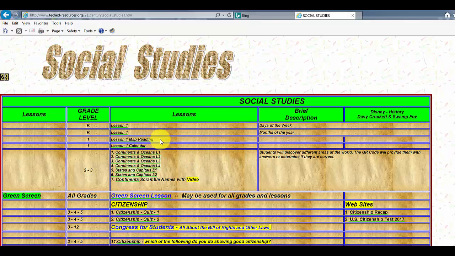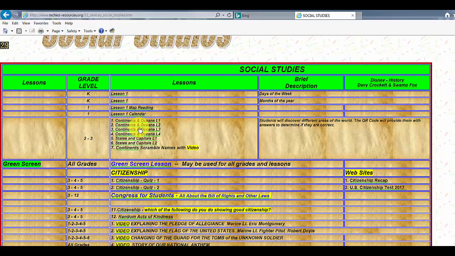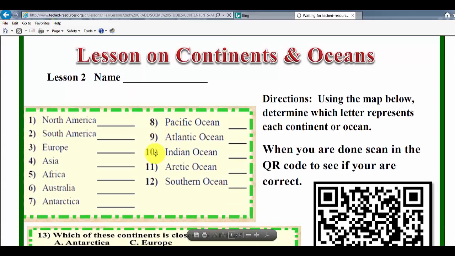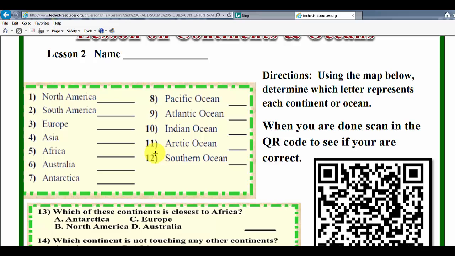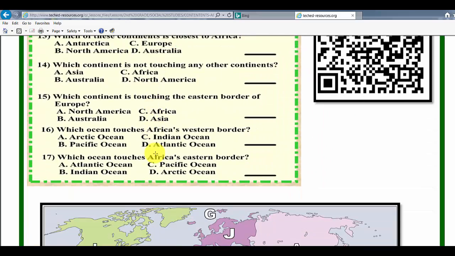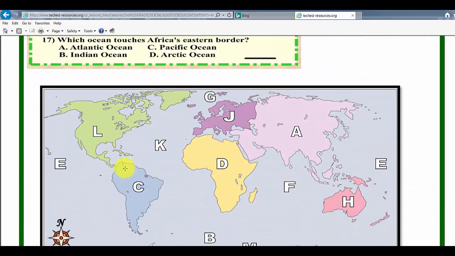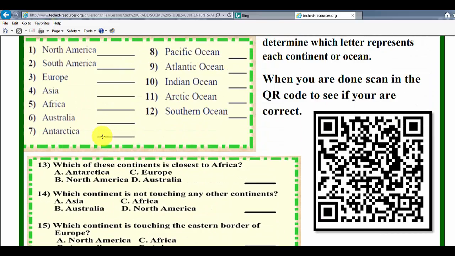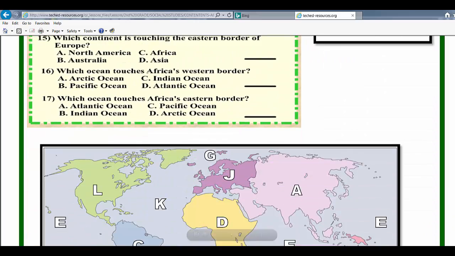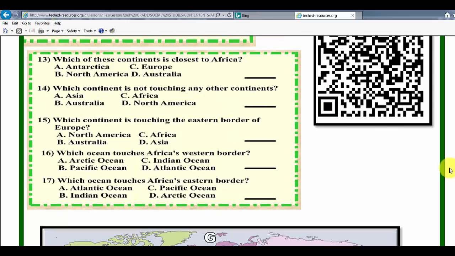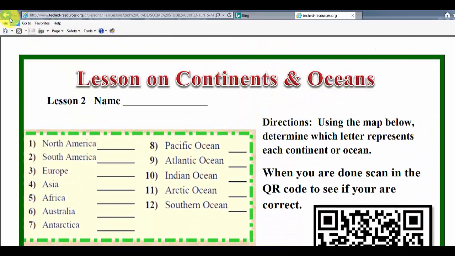Social studies. Okay, click here. And we've provided for you lessons for social studies. For example, let's click on continents and oceans. Okay, here we go. We have continents and oceans. What is here down here? For example, the letter L, right? North America, you put the letter L here. And we've got a QR code that tells us if we did it the right way. All right, let's click back.